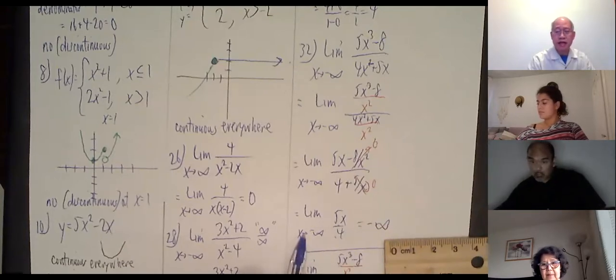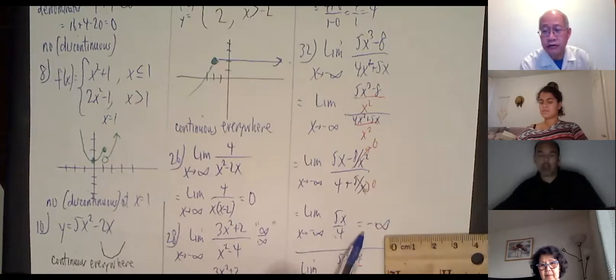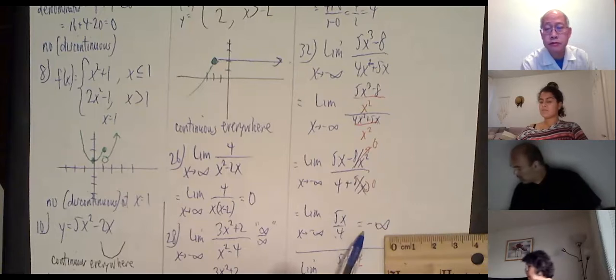Remember, you're plugging in a super big negative. Negative a billion times 5 over 4, it's still a big negative. So the answer is negative infinity. And there we go.